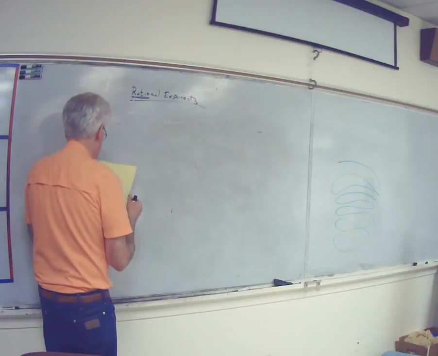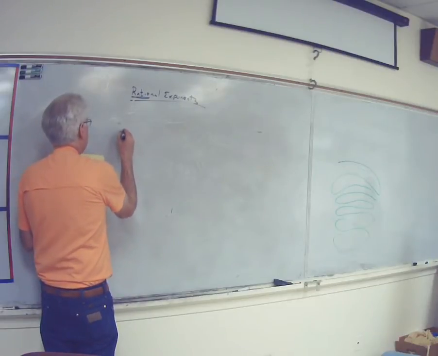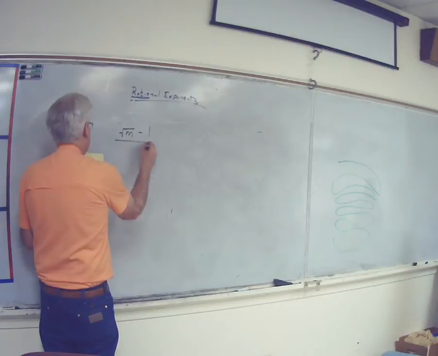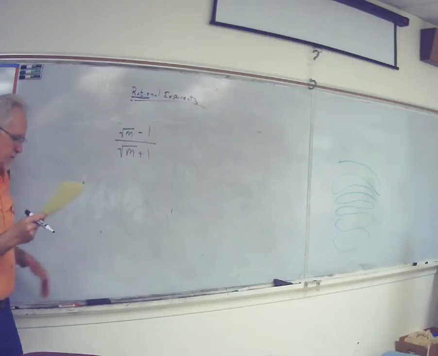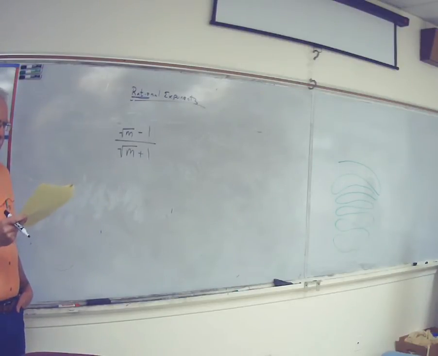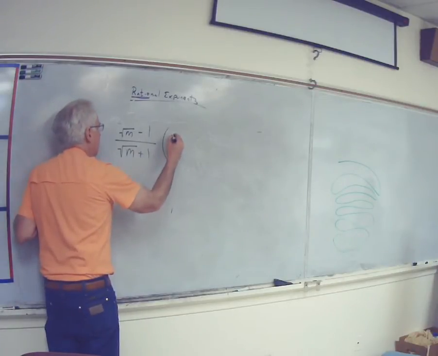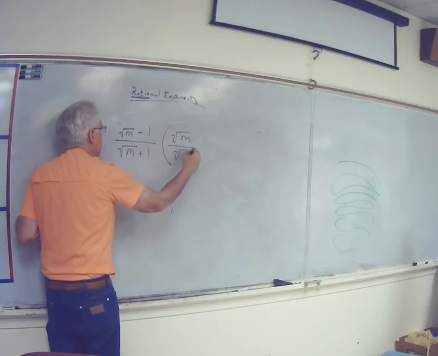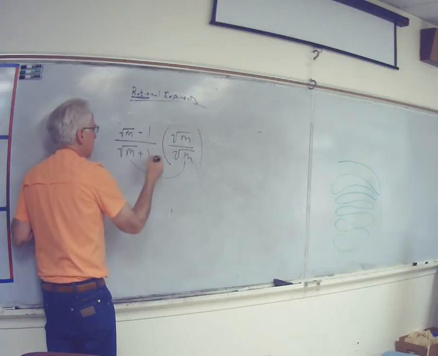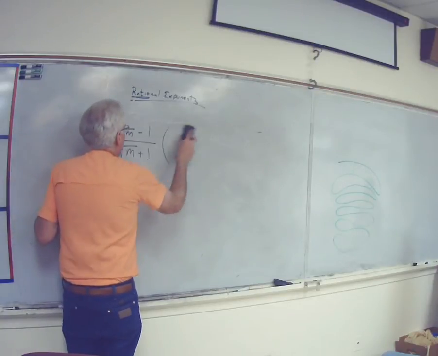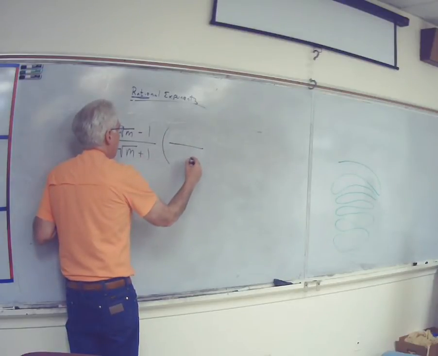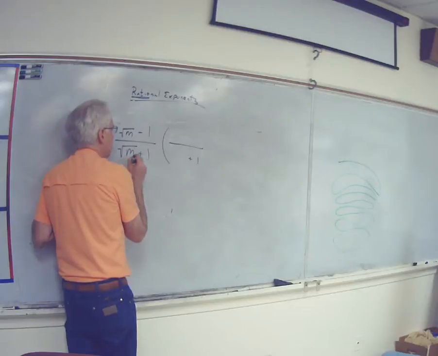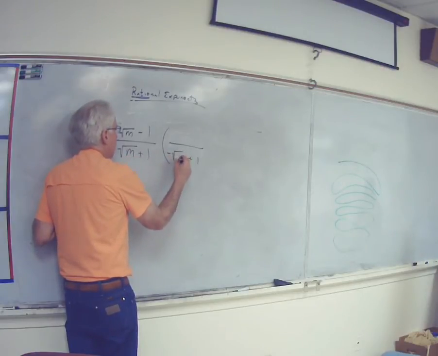All right. Now this is another interesting one. Let's say I have the square root of m minus 1 over the square root of m plus 1. What is the problem with that? Radical in the denominator. Would it help to multiply by the square root of m minus 1? No, because it would fix this, but create a problem there. So down here I want plus 1, and instead of plus the square root of m, I need minus the square root of m.